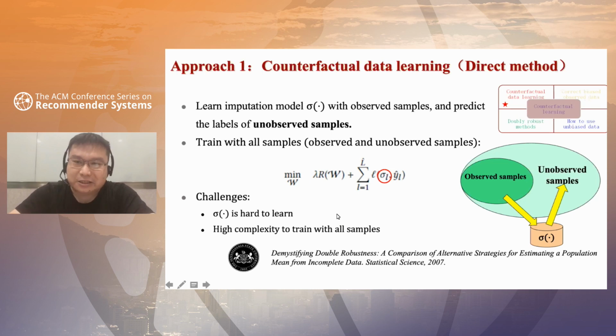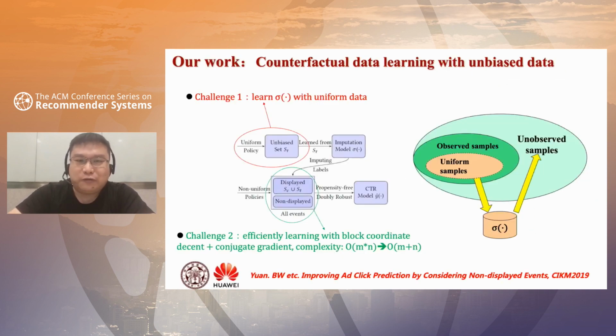There are 2 challenges for the direct method. The first one, the imputation model is very hard to learn. The second one, high complexity to train with all the samples together. How to handle it? We designed the counterfactual data learning framework. Firstly, we use the uniform data to train our imputation model. Here, the uniform data means we expose items to users randomly.